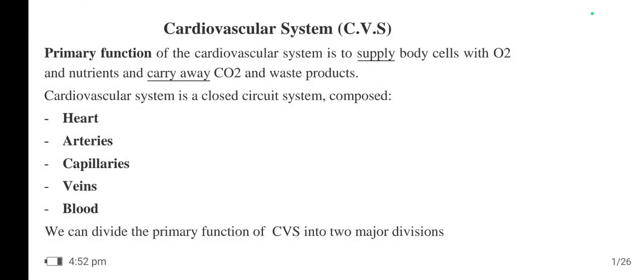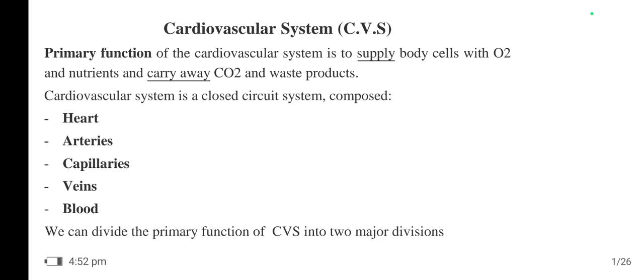In today's topic, we are going to discuss the cardiovascular system, its introduction and a few notes about it. Let's start the video. The primary function of the cardiovascular system is to supply blood cells with oxygen and nutrients and carry away carbon dioxide and waste products. The cardiovascular system is a closed circuit system composed of the heart, arteries, capillaries, veins, and blood.